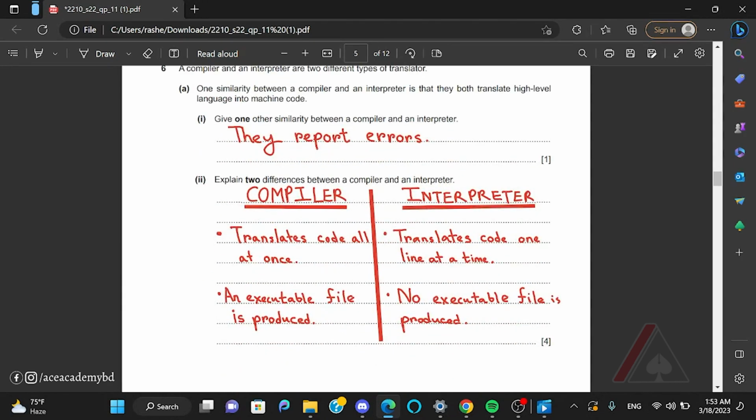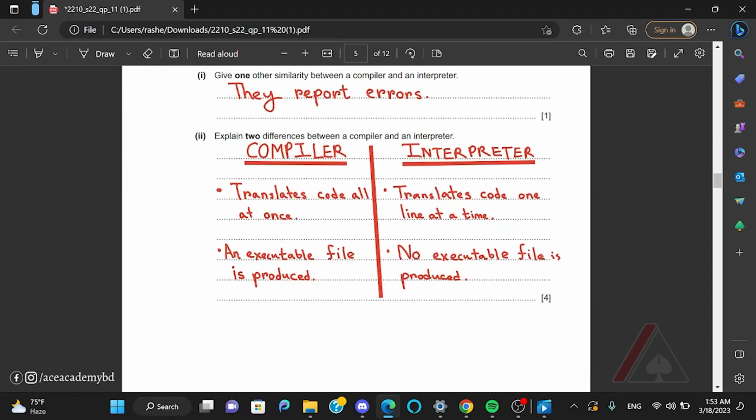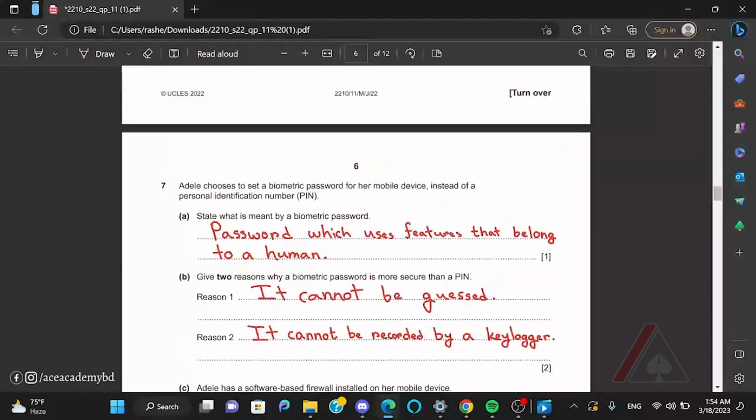So now, number 2. Explain two differences between a compiler and an interpreter. Now, a compiler essentially translates code all at once and produces an executable file which can later be executed without using a compiler. On the other hand, interpreters translate code one line at a time and no executable file is produced, which means that you need the interpreter to run the translated code once again, right?